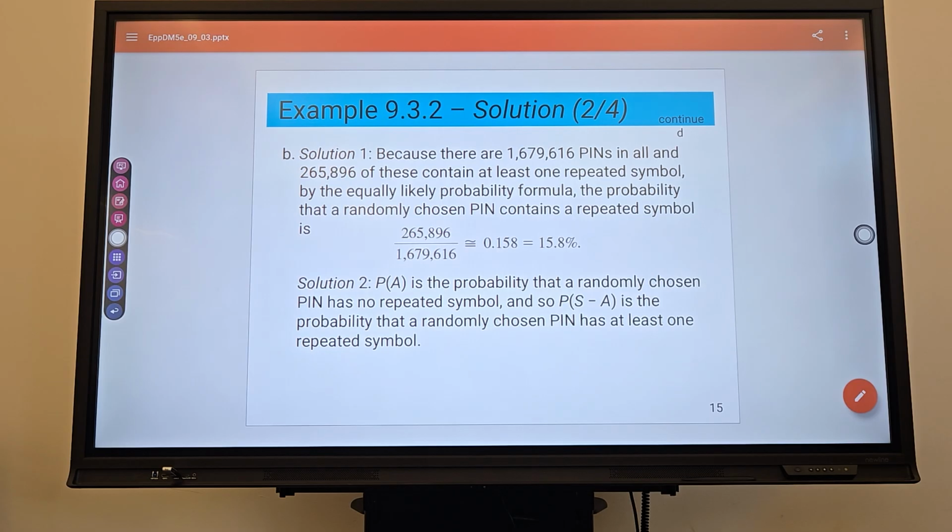Because there are 1.6 million pins in all, and 265,000 of these contain at least one repeated symbol, by the equally likely probability formula from section 1, the probability that a randomly chosen pin contains a repeated symbol is approximately 15.8%.